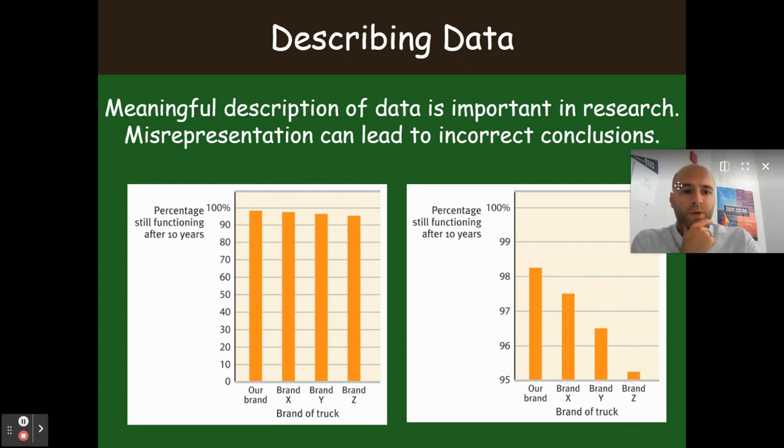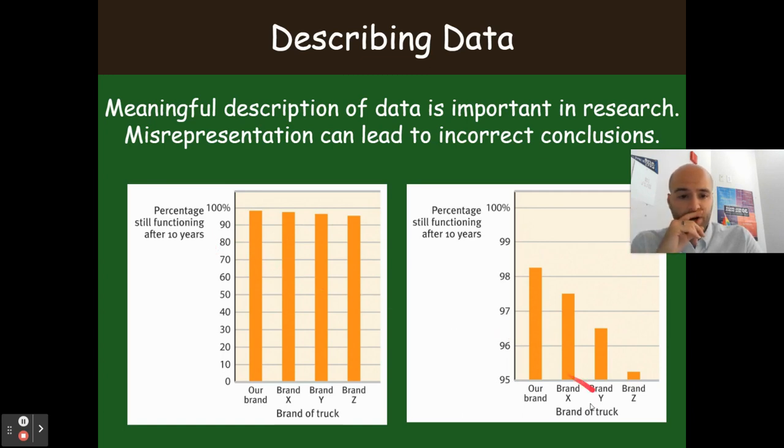For example, when we look at this piece of data and these statistics here, they are the same statistics, just represented differently. We have a brand of truck and the percentage of those trucks still functioning after 10 years. When it's presented on a 100-point scale, it looks very similar, right? You think, okay, most of these trucks perform about the same, a little bit of difference, a little bit of variation, but overall, they seem to be pretty reliable across the board.